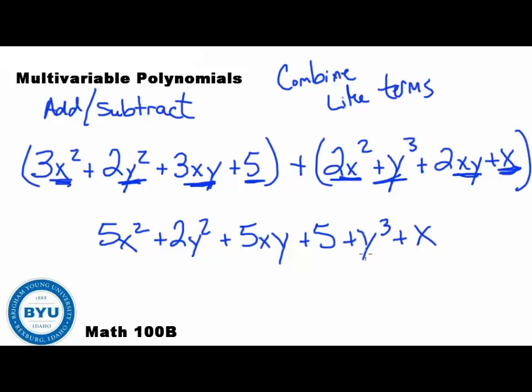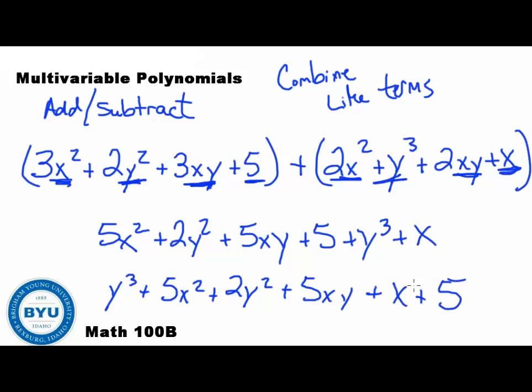Sometimes we want to write these in descending order, so maybe the y cubed would come first. Then 5x squared plus 2y squared plus 5xy plus x plus 5. This is probably a nicer way to write this. Again, it means the same thing. We just like to write it in descending order.